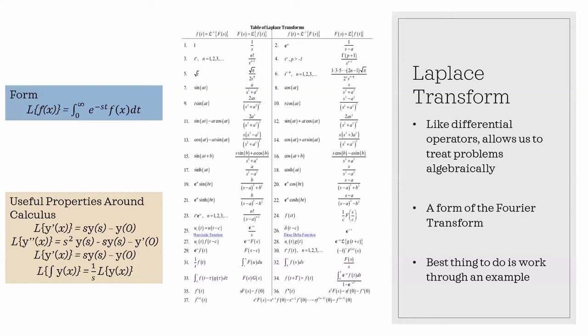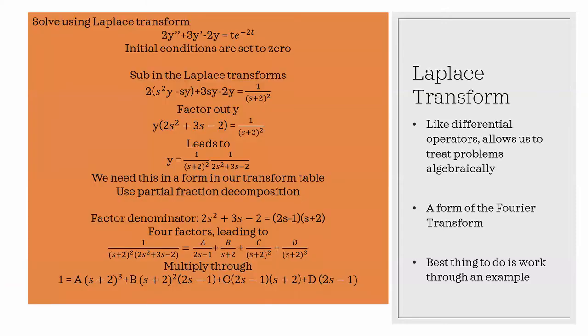So I think the best thing to do here is to start doing examples because there are some tricky bits that only really come up with working problems. So let's just do that. We're going to solve using Laplace transforms the differential equation 2y double prime plus 3y prime minus 2y is equal to t times the exponential of negative 2t. We're going to set our initial conditions to 0, so we don't have to worry about any of those.